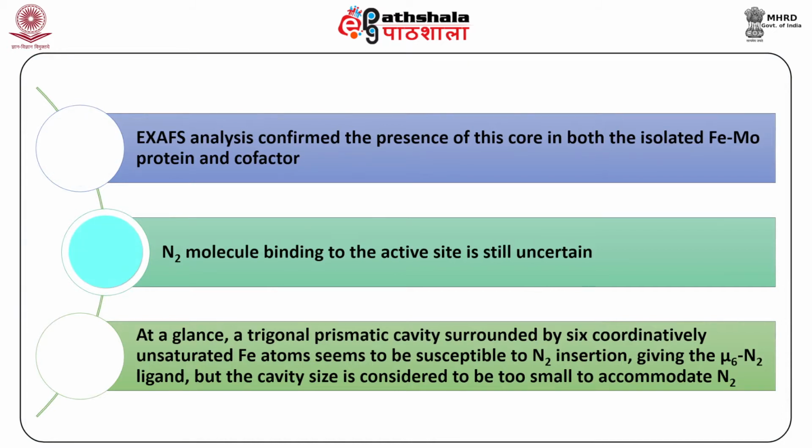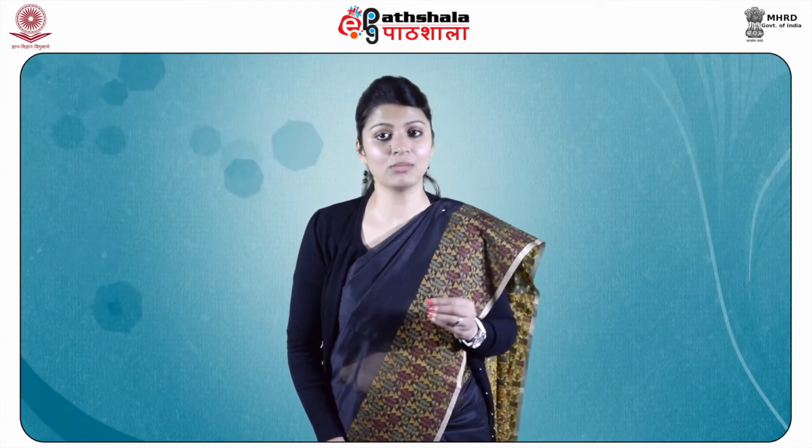Nitrogen molecule binding to the active site is still uncertain. At a glance, a trigonal prismatic cavity surrounded by 6 coordinatively unsaturated iron atoms seems to be susceptible to nitrogen insertion, giving rise to a mu6 N2 ligand, but the cavity size is considered too small to accommodate N2. Alternatively, extended Huckel type calculations suggested that N2 coordinates rather to the edge or to the face of the trigonal prism as a bridge between 2 cuboidal units, albeit there is ambiguity about the binding and reduction mechanism of N2 in the biological system.